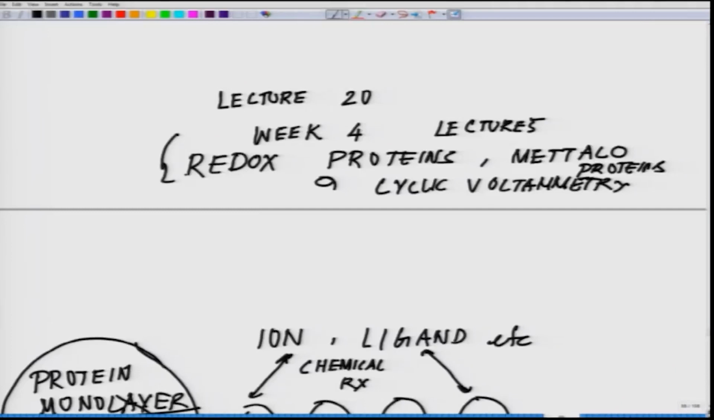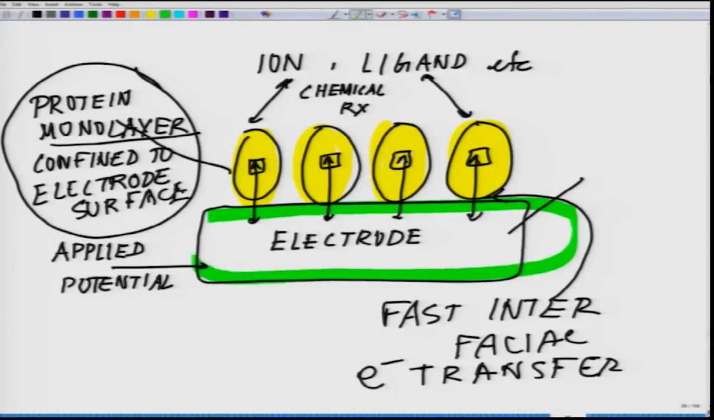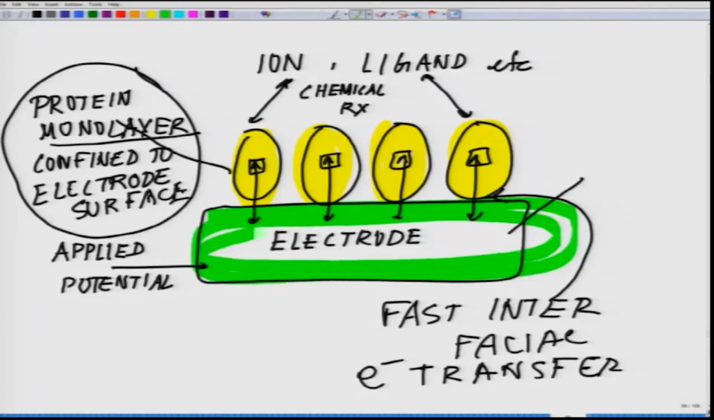So, this is the kind of strategy. You have a protein monolayer confined to the electrode surface. Mostly they use a gold electrode. All these proteins are electrically active proteins. They have the power either to accept an electron or donate an electron. The green is showing your electrode surface, and you are confining your protein on top of the electrode surface.